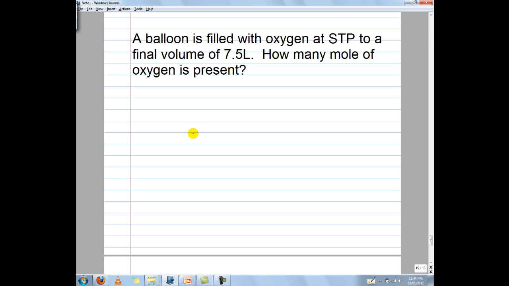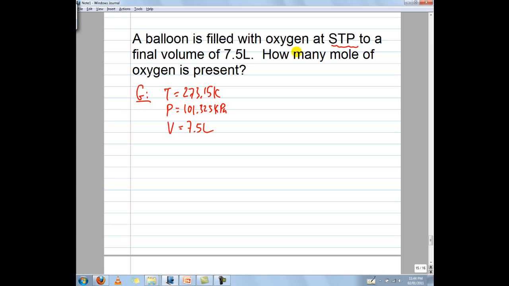Alright, so let's try this next sample problem. A balloon is filled with oxygen gas at STP. So as soon as I see the acronym STP, I know that the temperature is 273.15 kelvins and the pressure is 101.325 kilopascals. Alright, so you're just going to have to memorize these numbers, unfortunately. So anytime you see STP, you have to write down the numbers 273.15 and 101.325. Now the final volume of the balloon is 7.5 liters. V is equal to 7.5 liters.